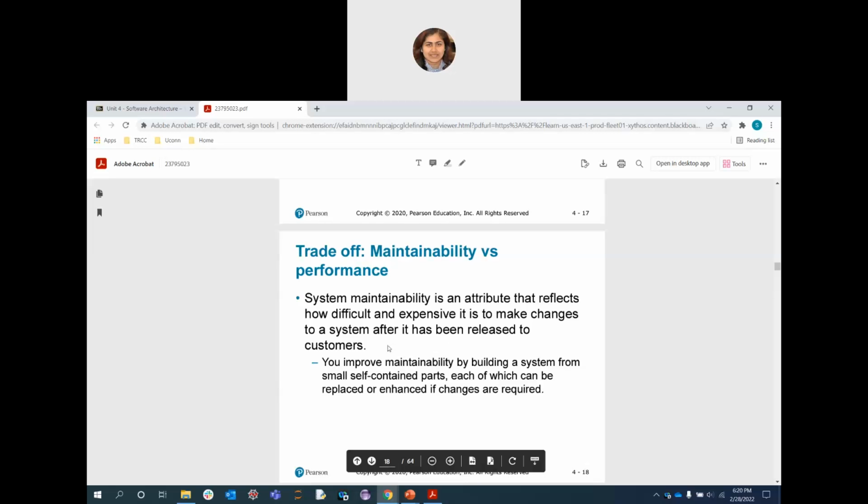Here we are going to discuss various trade-offs when choosing an architecture for a new system. System maintainability reflects how difficult and expensive it is to make changes to the system after it has been released to the customers. You can improve maintainability by building a system from smaller parts, each of which can be replaced or enhanced if changes are required.